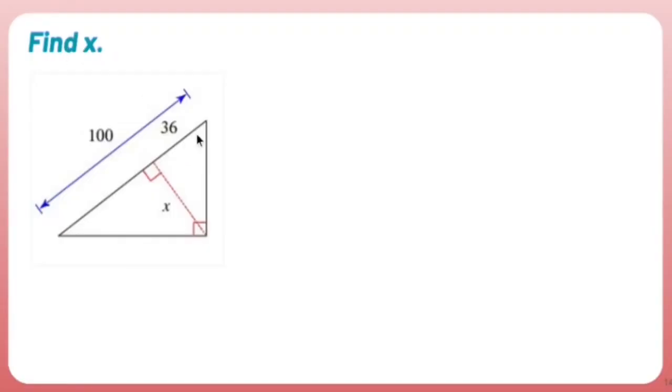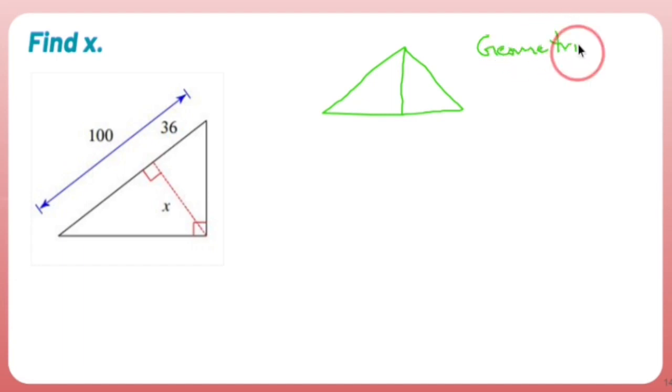Find X. What I have is a right triangle, and I have 2 other right triangles living inside this. Now, there's a way that you could set this up and solve it using proportions, but I'm going to show you a different trick called the geometric mean. You may have heard of the arithmetic mean. This is the geometric mean.